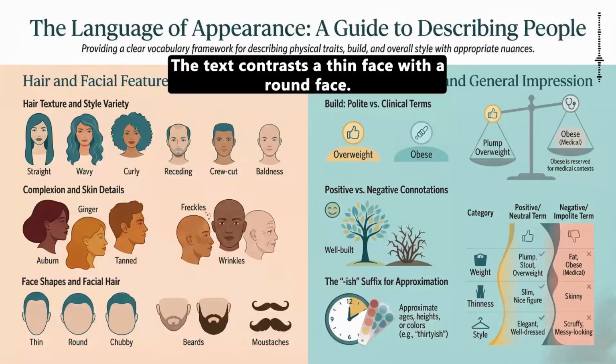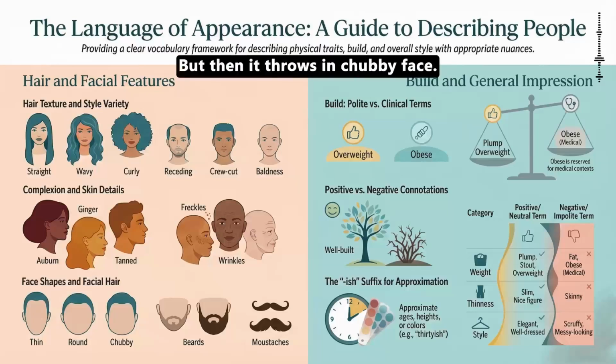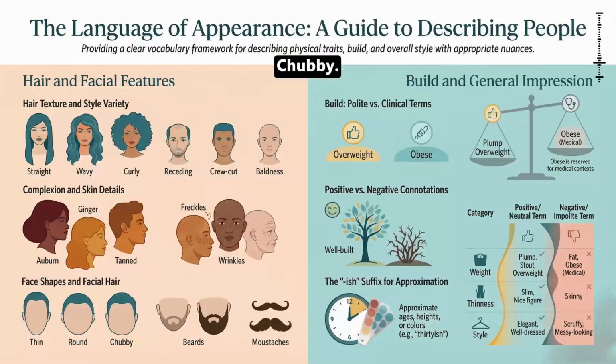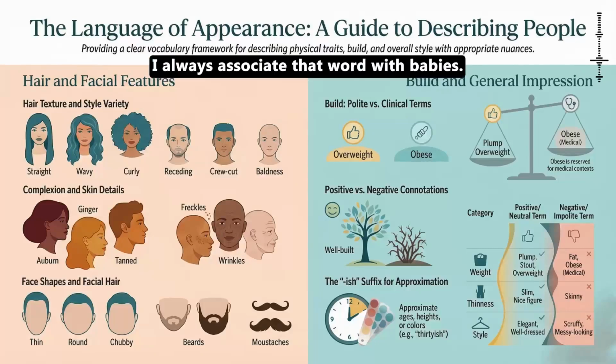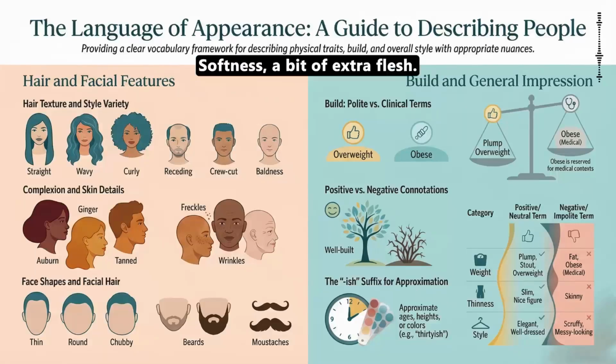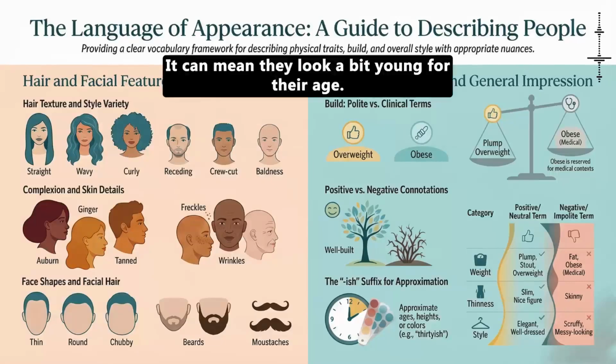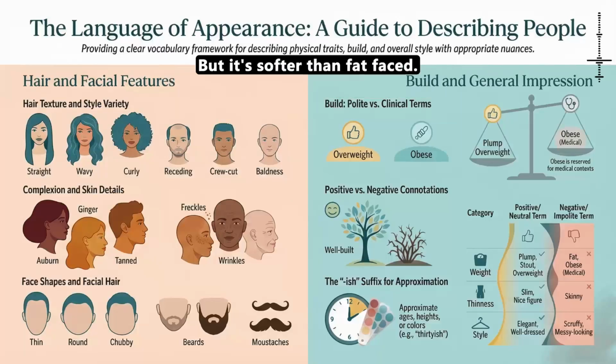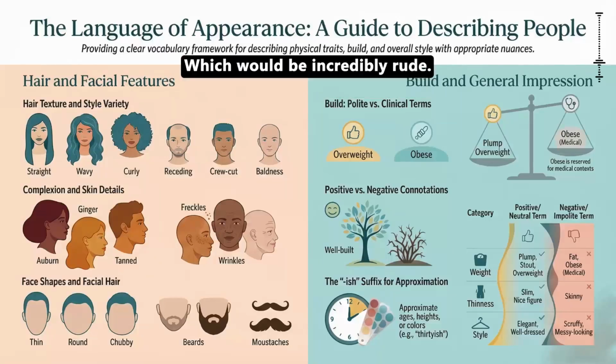Okay, let's move to face shape. The text contrasts a thin face with a round face. Pretty standard. But then it throws in chubby face. Chubby. I always associate that word with babies. Cute, chubby cheeks. And that's the primary association. Softness, a bit of extra flesh. On an adult, it can be tricky. It can mean they look a bit young for their age. But it's softer than fat-faced, which would be incredibly rude. Oh, absolutely. Chubby can even be affectionate, but you have to be careful.